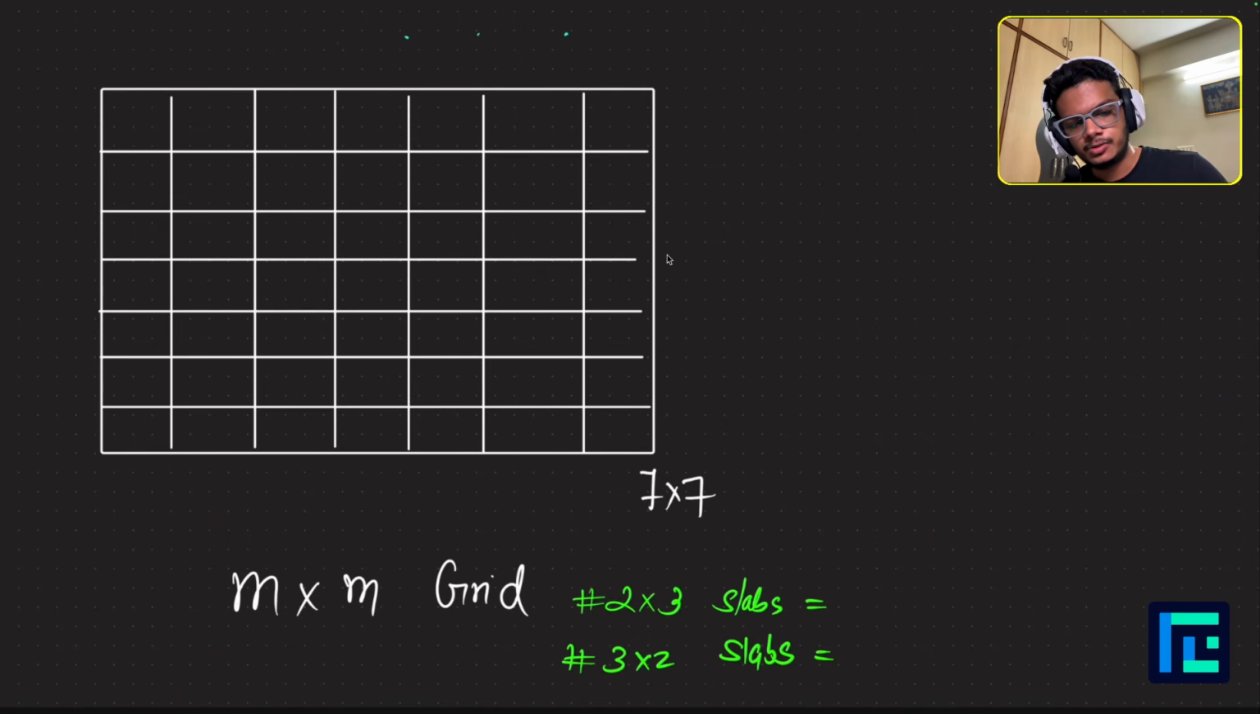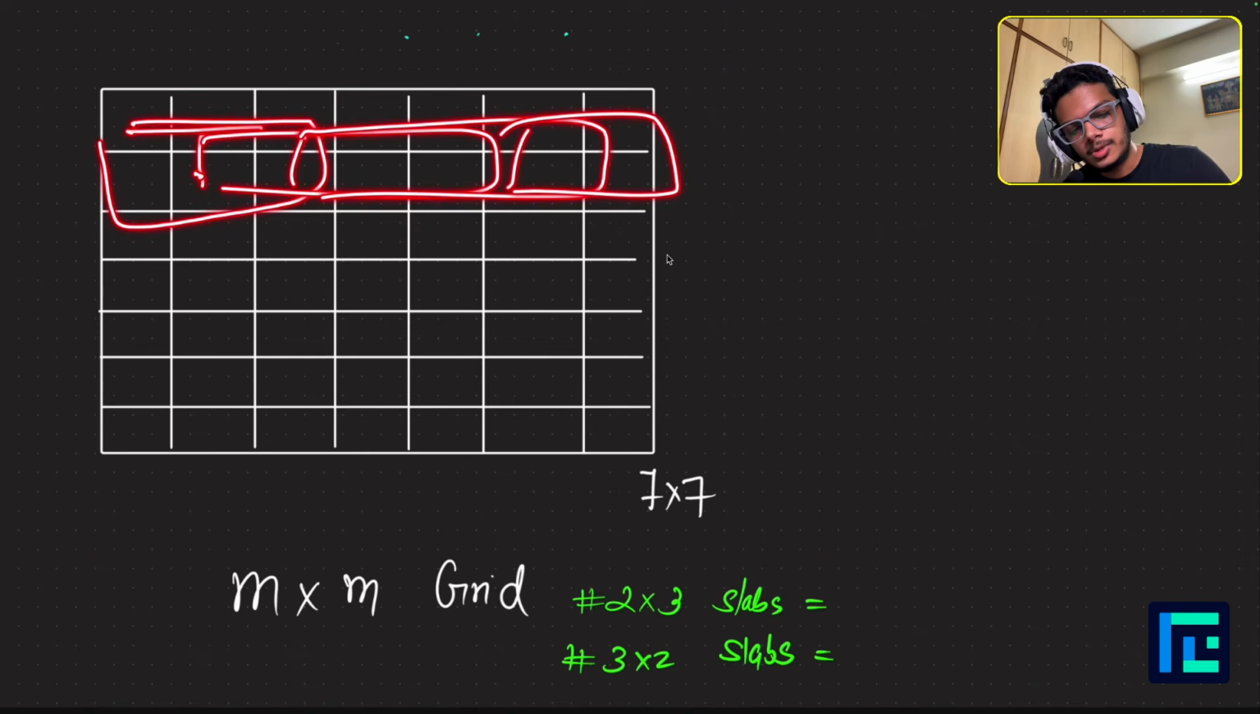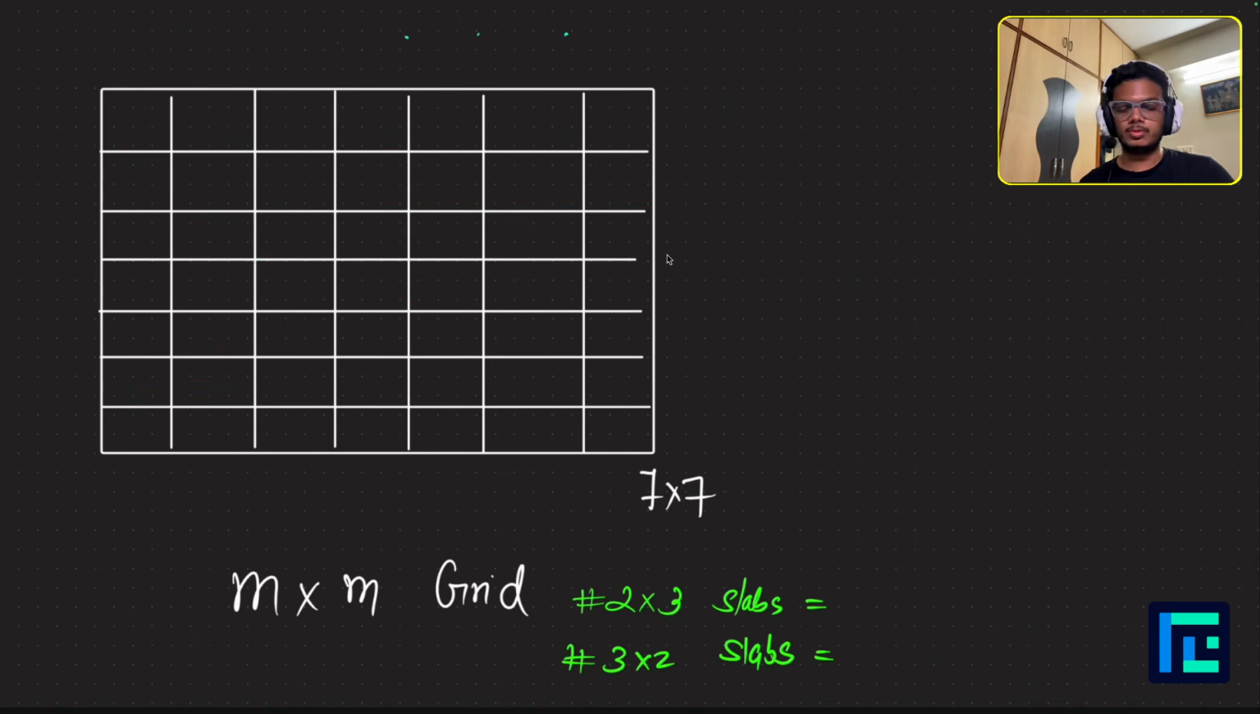What I'm going to do is first find out how many 2 by 3 slabs I can put in a single row, then multiply it with how many 2 by 3 slabs I can put in one column. This will effectively give me the number of total 2 by 3 slabs, right? So let's just see the case for 2 by 3 slabs, and then we can do the same for 3 by 2 slabs, although it will be symmetric, as you can see.